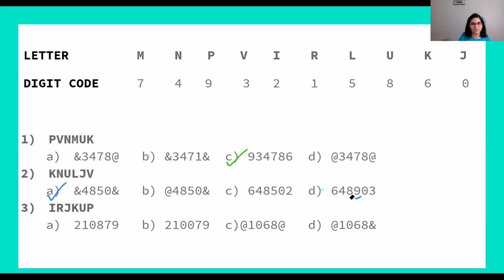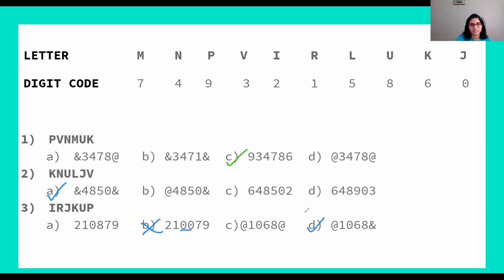Now for the next sum, we have IRJKUP. We can see that the first letter is a vowel and the last is a consonant. So by seeing that one is a vowel and the last is a consonant, we can tell that D is the answer. But still we are going to check just in case. This is definitely not the answer because none of the letters are repeated. And if we have to check whether the other two are answers, then we have to solve it.